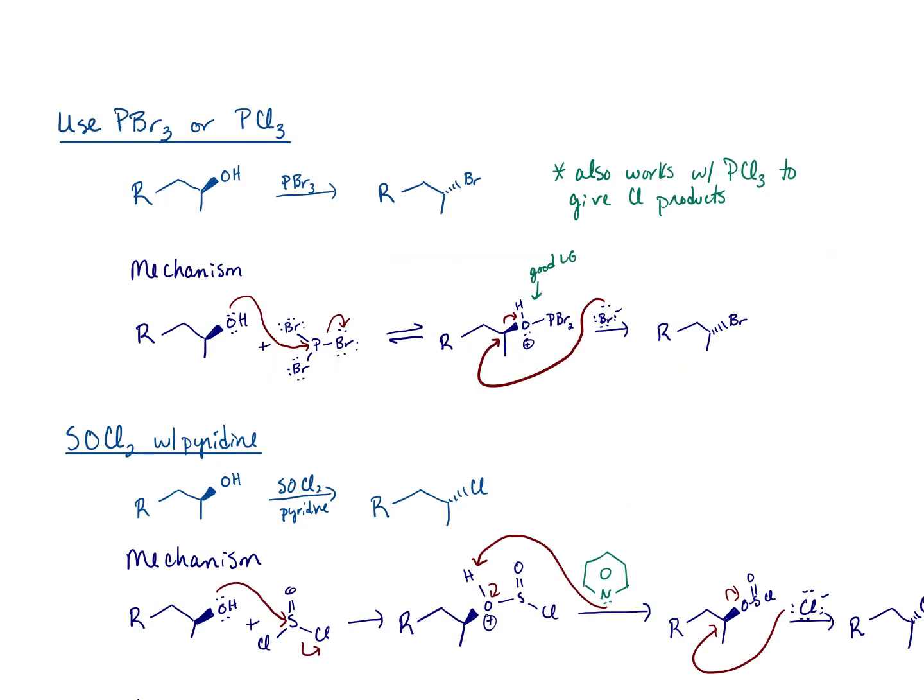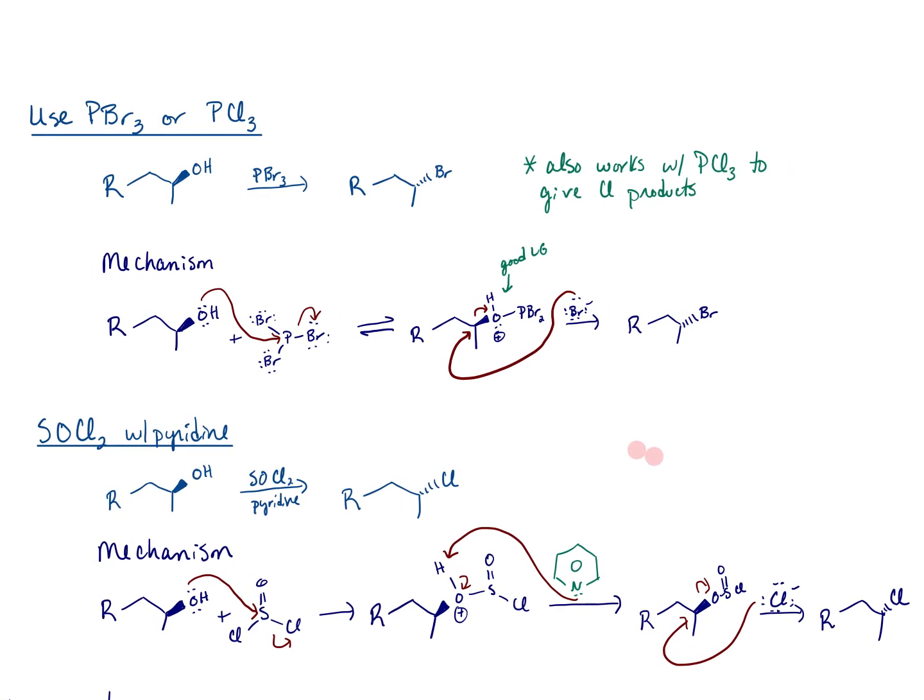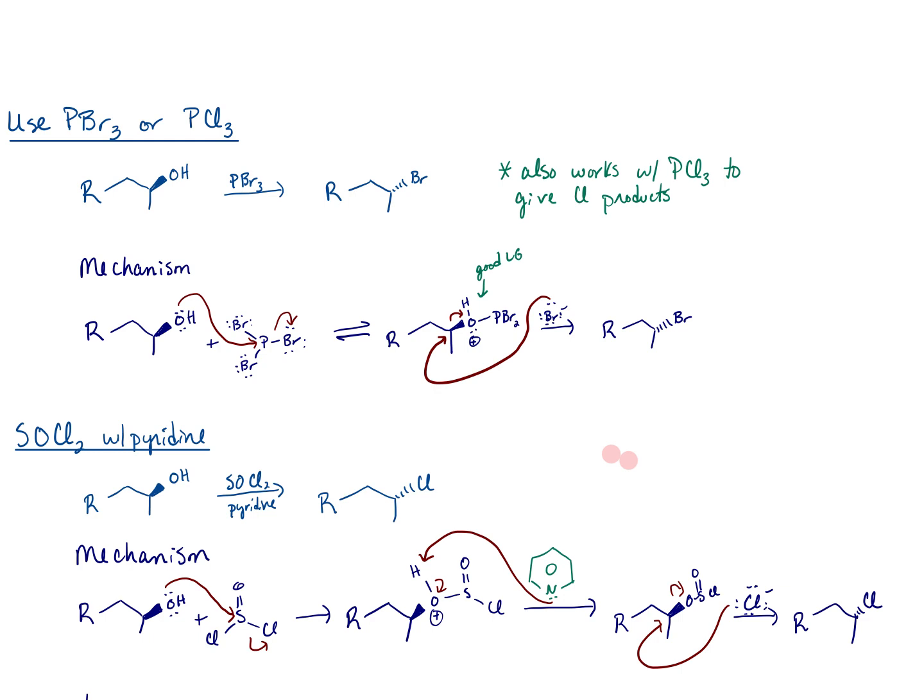Other SN2 types of reactions, let me move this just slightly over here, can include that with PBr3 or PCl3. Usually I see this with PBr3 the most, but you can use either one. What these do with PBr3, again, is give you a good leaving group and leave behind the Br. If you use PCl3, it's going to leave behind a Cl.